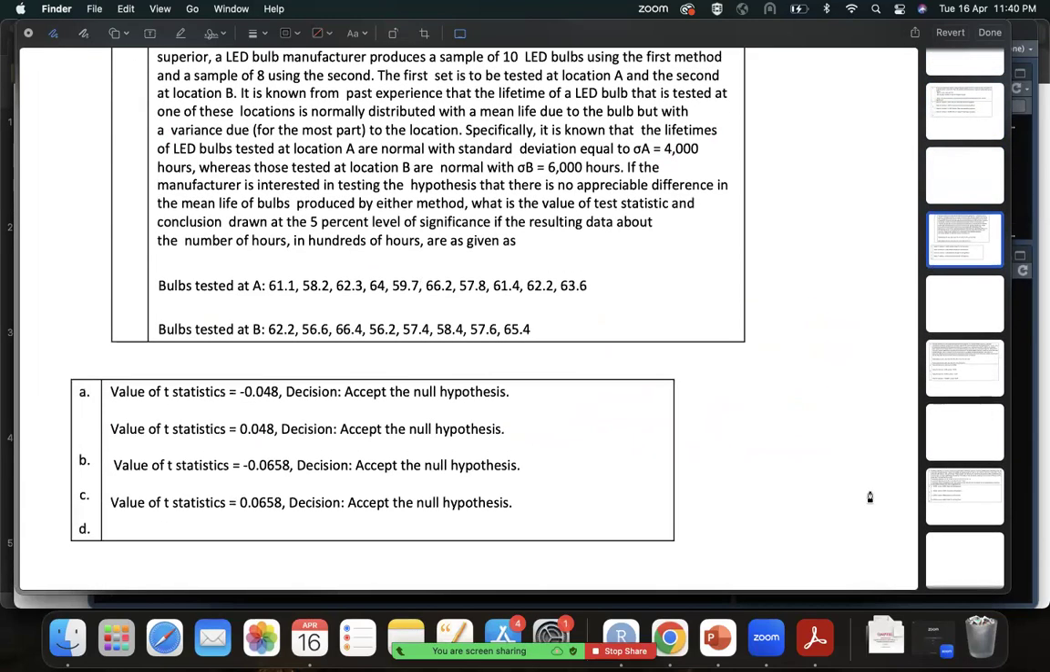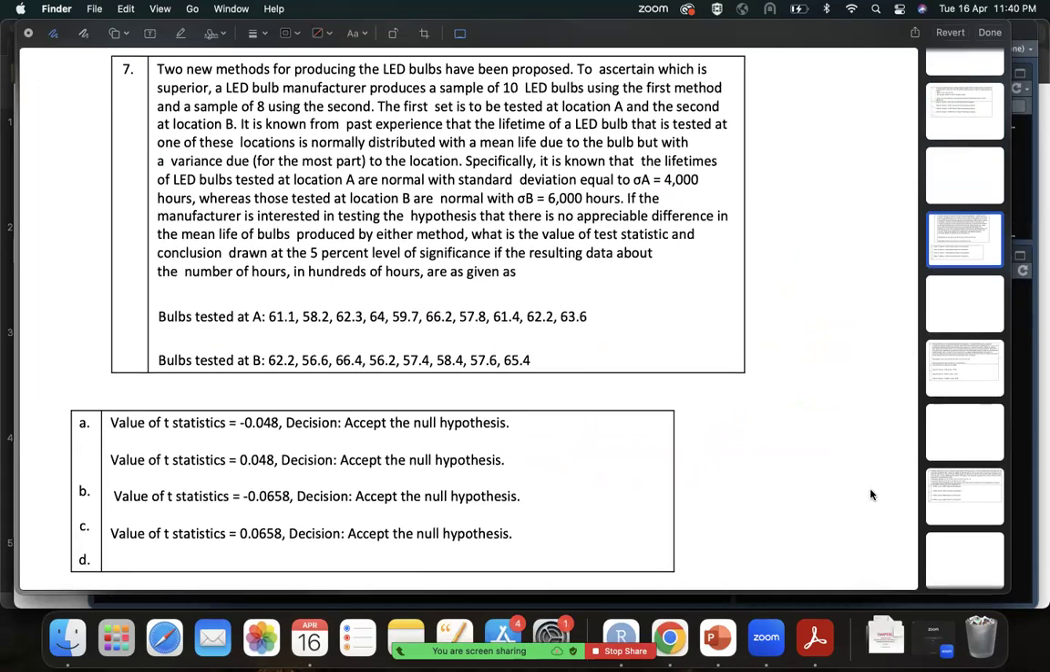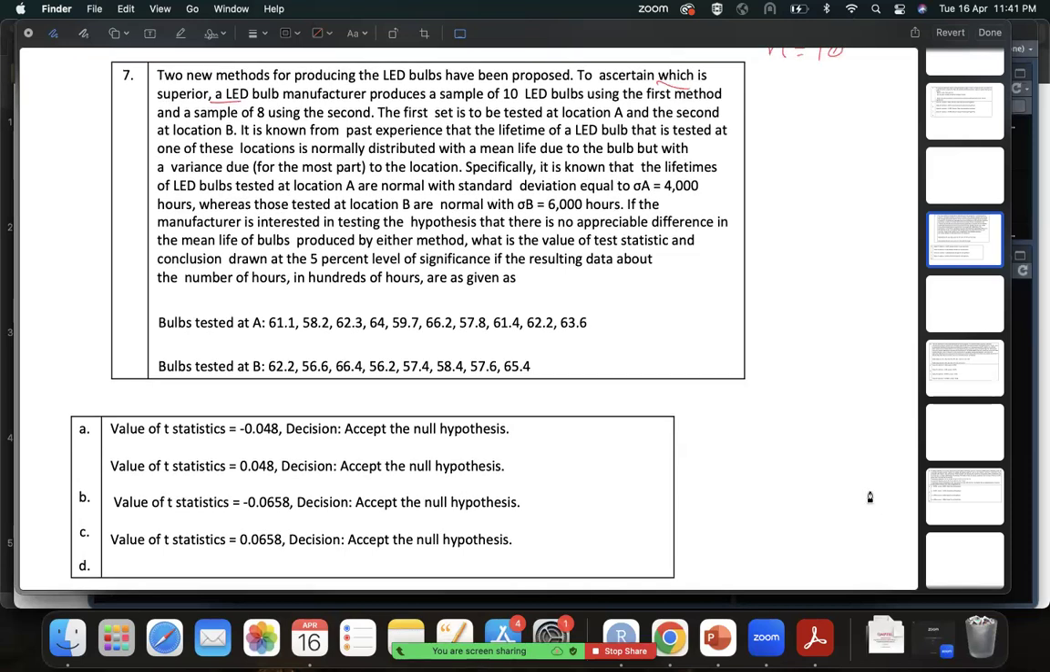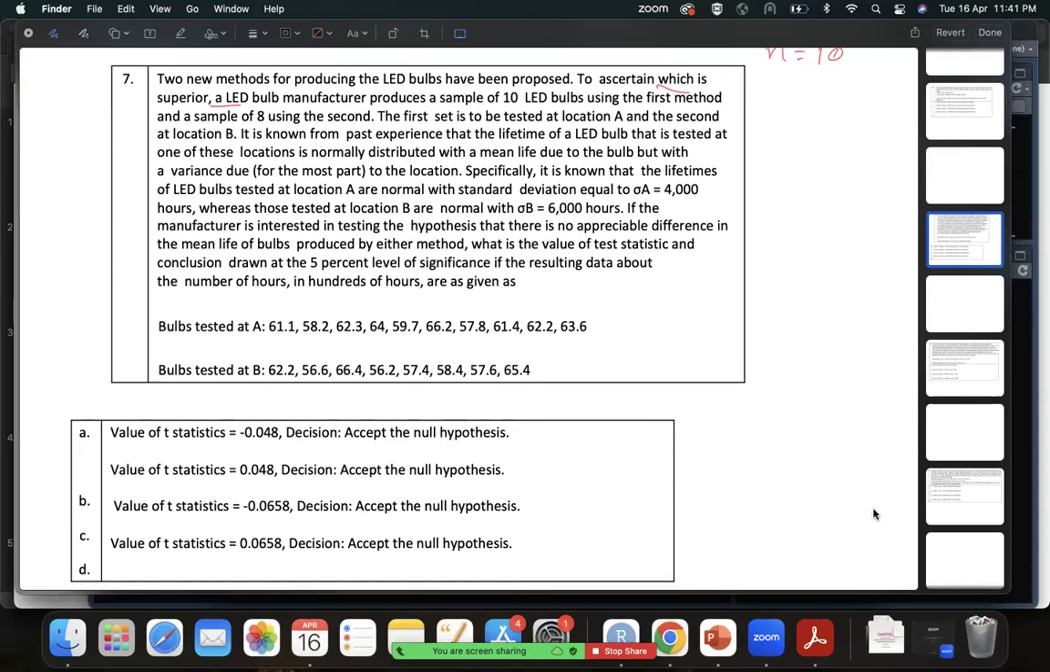Question number 7. Two new methods for producing LED bulbs have been proposed. To ascertain which is superior, an LED bulb manufacturer produces a sample of 10 LED bulbs using the first method, so N1 is equal to 10. Using the second method, he produces 8 bulbs, so N2 is equal to 8. The first set is to be tested in location A, the second in location B.